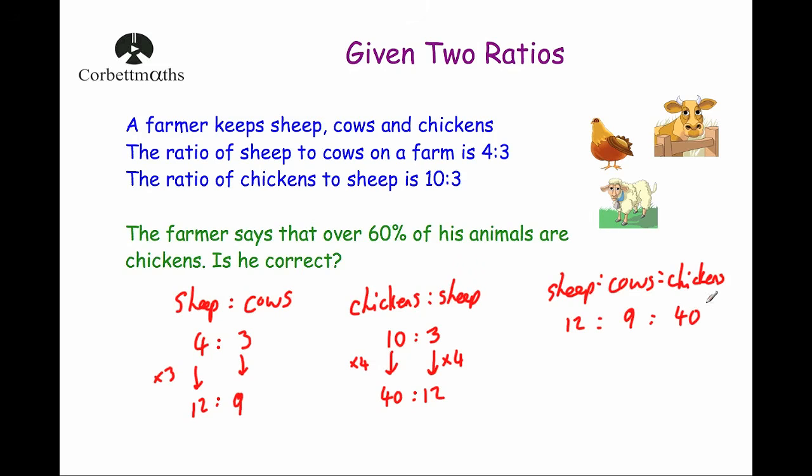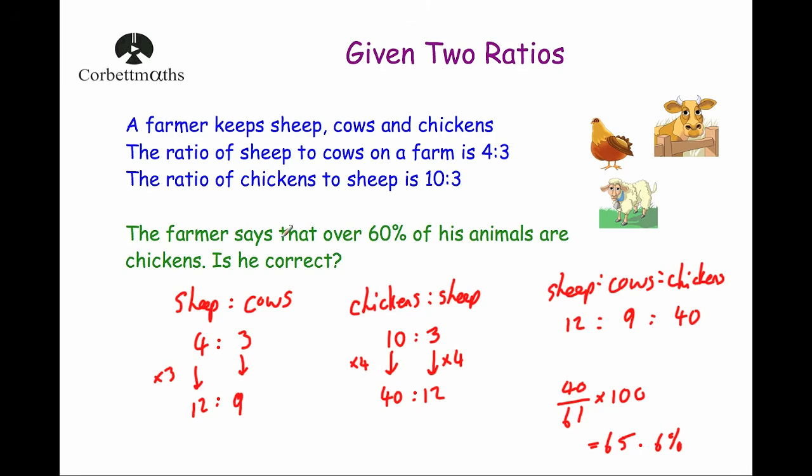So if we look at what fraction of the animals are chickens, that's going to be 40 out of 61, so 40/61 of the animals are chickens. So if we do 40 divided by 61 on the calculator and times by 100, we'll get our percentage. So 40 divided by 61 times by 100 gives us that 65.6% of the animals are chickens.